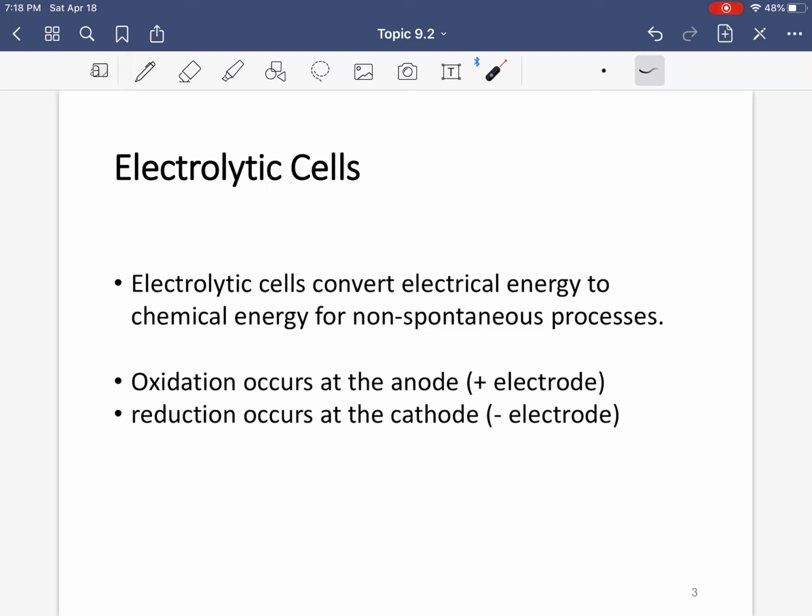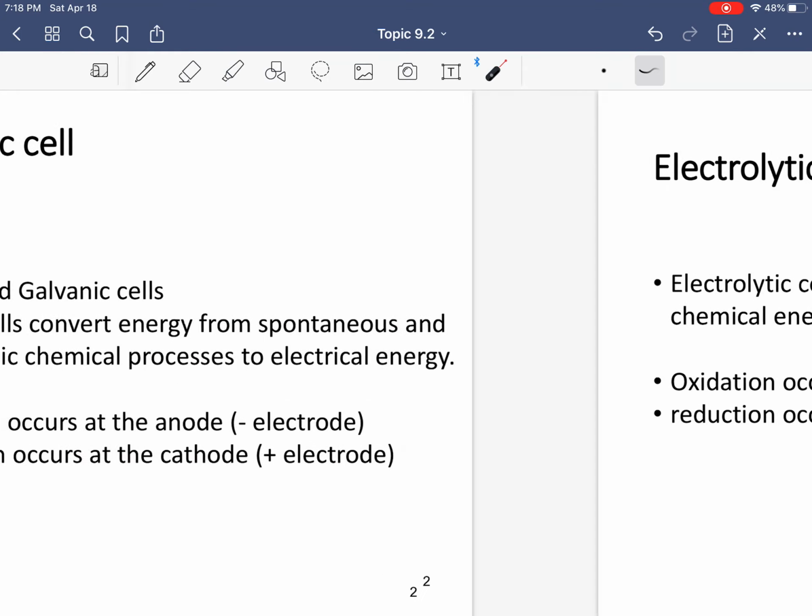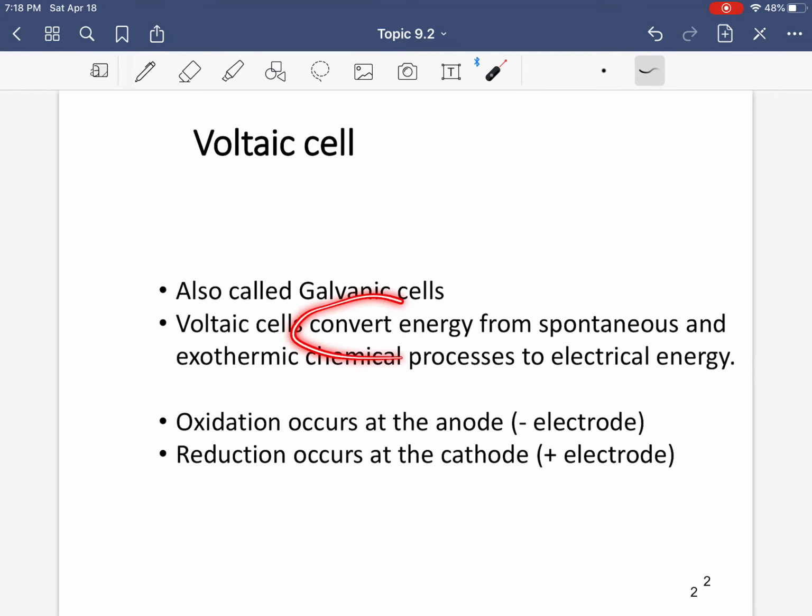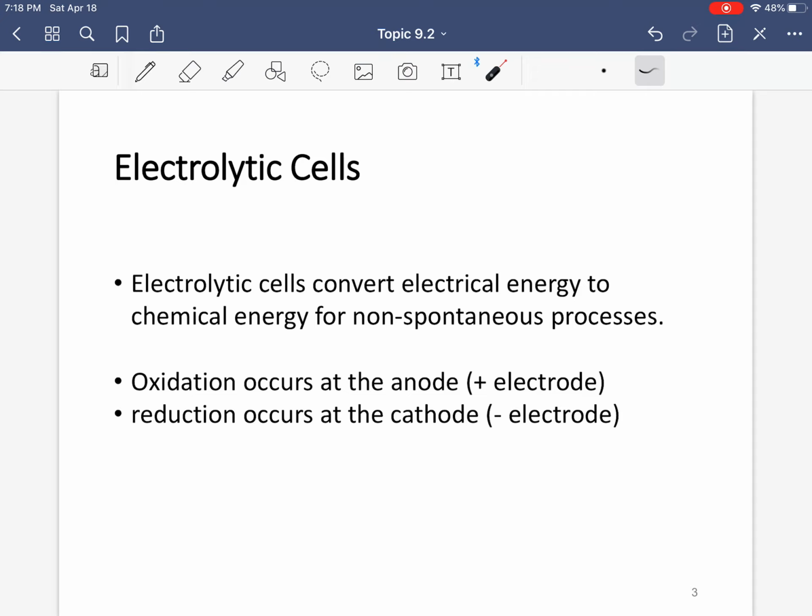Here's another cell called the electrolytic cell. This one is the opposite. This is when we use electrical energy to do something to the chemical. So we're converting electrical energy into chemical energy. We're using electricity to do chemical work, whereas for the voltaic cell, we're using chemical energy and turning it into electrical energy.